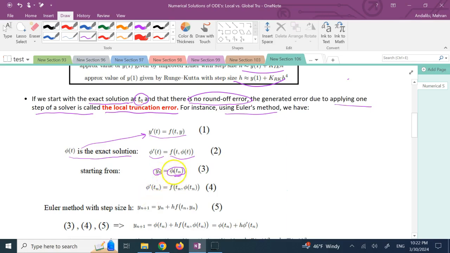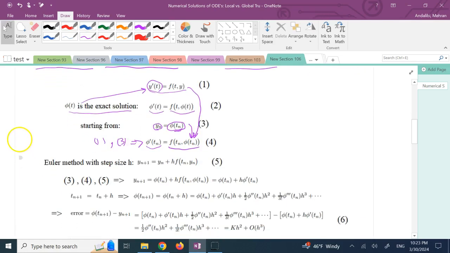And of course, because phi is the exact solution, if I plug it into my equation, then phi prime at tn equals f at tn and phi n. Okay, so from 1 and 3, we can get basically 4, right? And from the fact that it's the exact solution, yn equals phi of tau n.